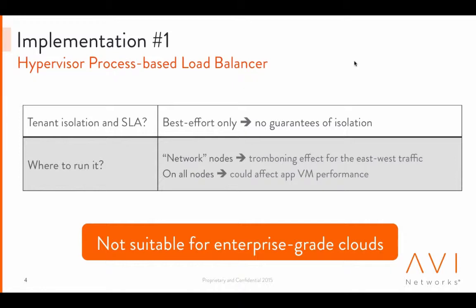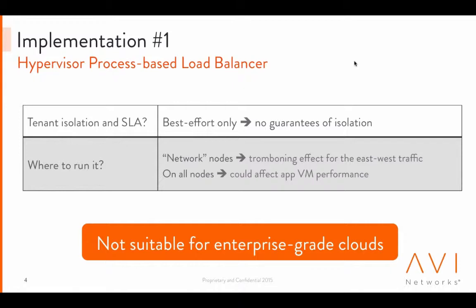The reference implementation, the hypervisor process-based load balancer, is very simple to deploy and operate. But when we talk about enterprise-grade features, for example tenant isolation and SLA, the service that you get is best effort only. There are no guarantees of isolation because all the traffic belonging to all tenants has to go through a few network nodes, or a few places where you run these hypervisor-based processes. And it brings up many operational questions: if you want to scale it or provide isolation, where do you run it?